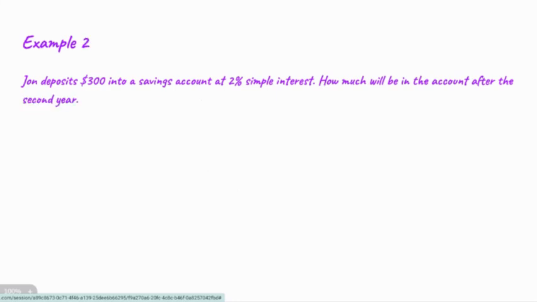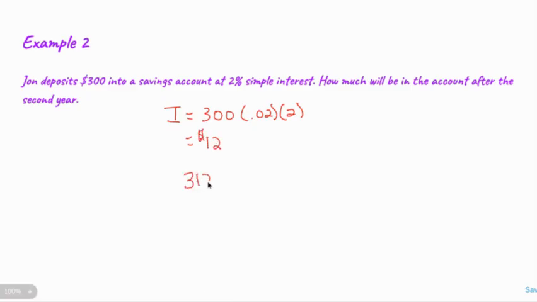So now the example that's next, John deposits $300 into a savings account at 2% simple interest. How much will be there after the second year? So we can set this up again. I'll go 300 times 0.02, and you can multiply by 2. Now, you can also think it's simple interest. It's going to earn $6 per year, so it shouldn't be a surprise that we get $12 in interest. And then our total will be $312. But it's nice to show the work sometimes.